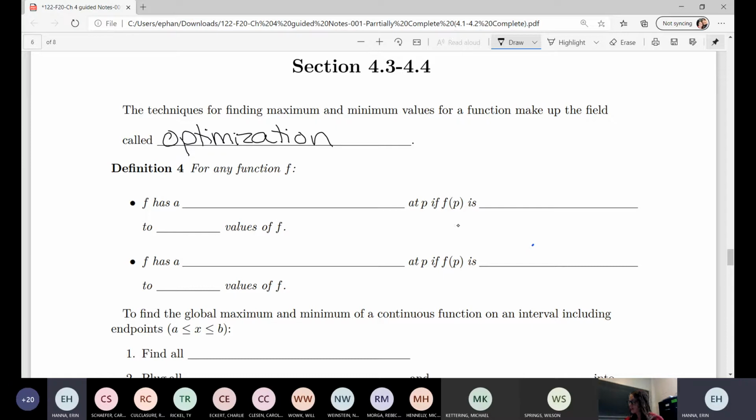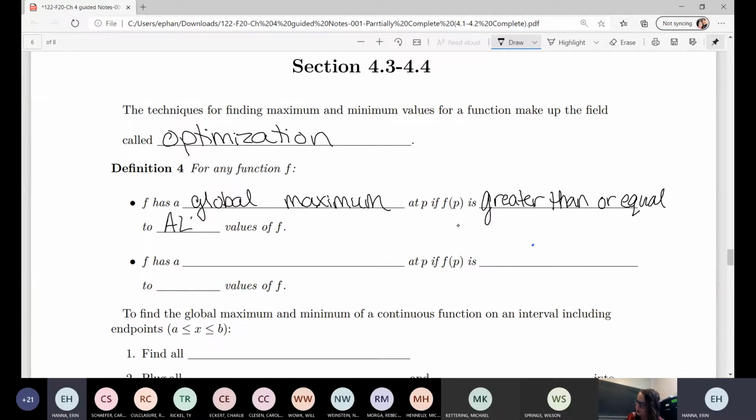But anyway, we have two new functions. Remember, in 4.1 and 4.2 we talked about local maxes and mins and how to find them. Now we have a new type of max and min. A function f has a global maximum at p if f of p is greater than or equal to all values of f. So essentially it's the point with the largest y value. It's the highest point on the graph.